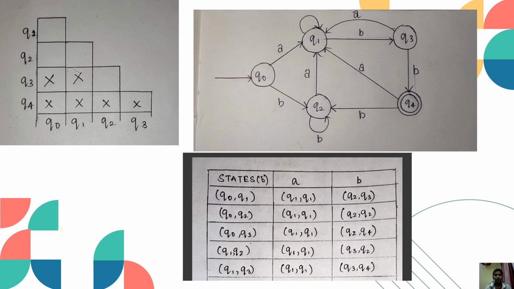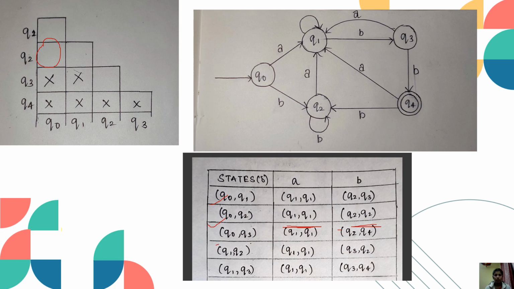so we have checked for Q0 Q1. Now we'll check for Q0 Q2. For Q0 Q2, reaching A is Q1 Q1, and reaching B, that is Q0 reaching B is Q2, and Q2 reaching B is Q2 itself. So this state doesn't exist. So we will keep this Q0 Q2 state as unmarked because this state doesn't exist.